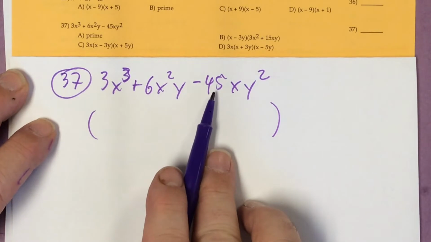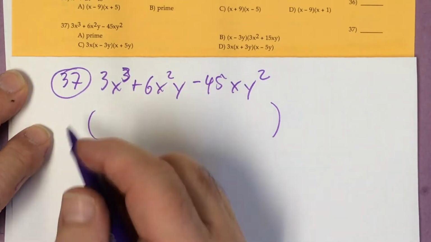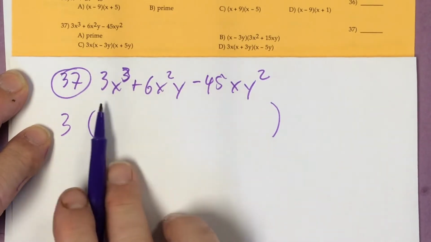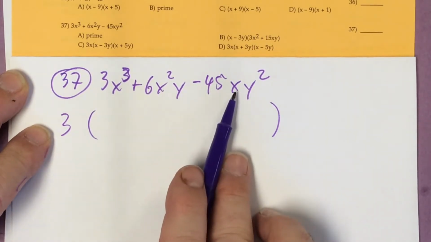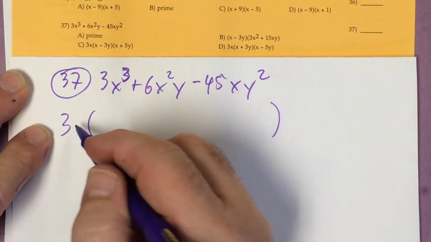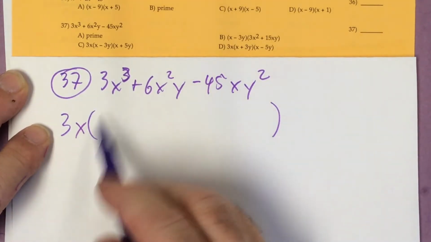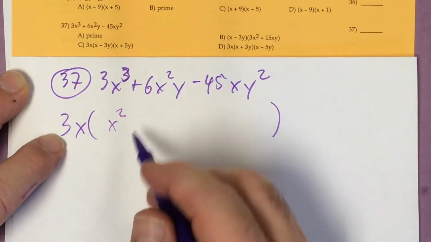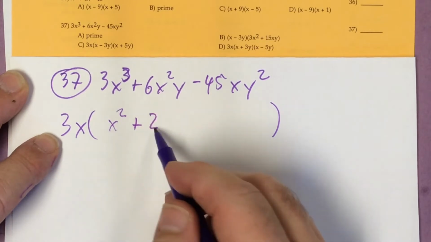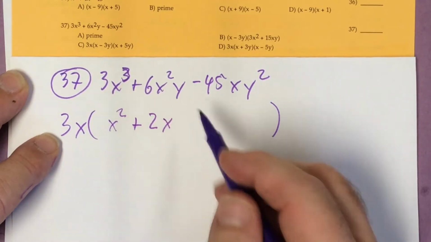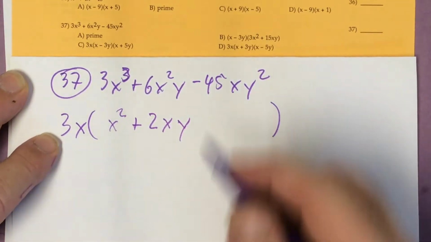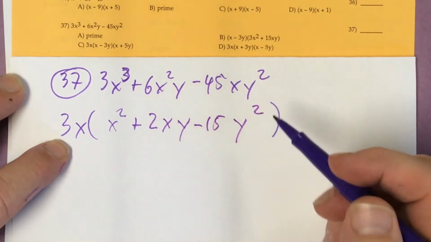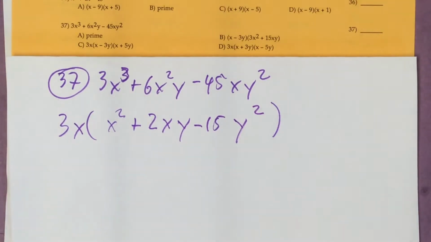For 3, 6, and 45, 3 is the greatest common numerical factor. For x to the third, x to the second, and x, all three terms have an x. We go by what the lowest one is. So this is x to the 1, so we're going to factor an x out. So 3 times 1 is 3. X times x squared will give me x to the third. 3 times 2 will give me 6. X times x will give me x squared. Then we have y. 3 times negative 15 will give me 45. And this is going to be 15y squared because x times 1 will be just x.